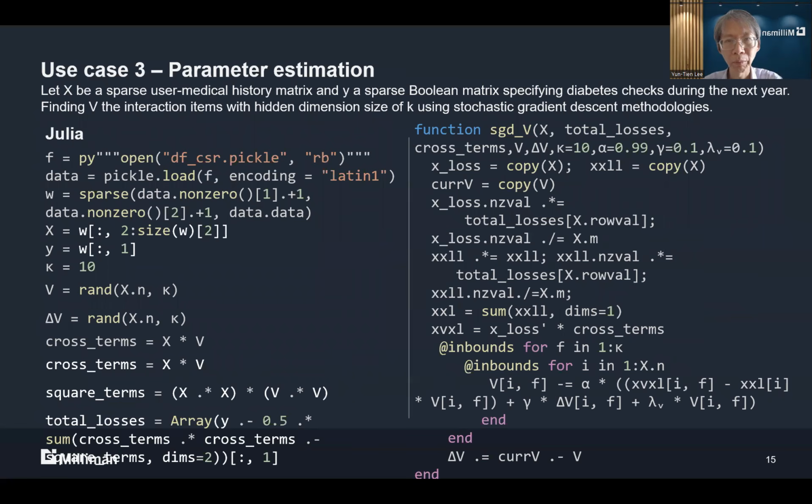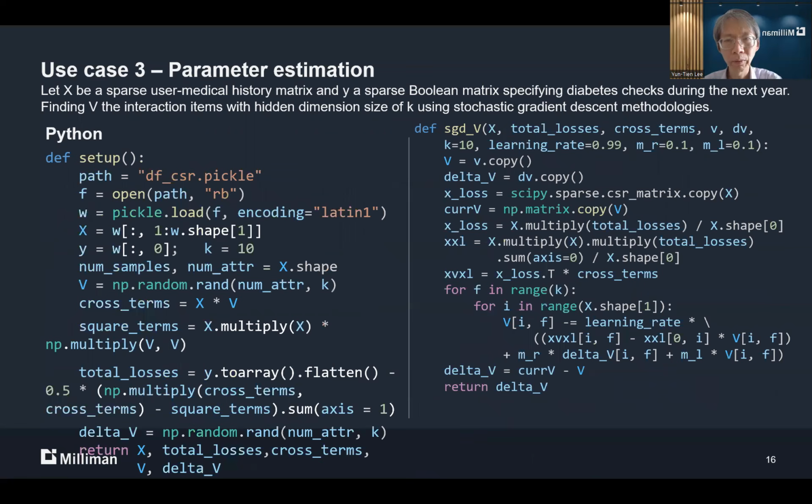The third use case is about parameter estimation. Basically, this one is just the factorization machine I mentioned, to decompose a sparse matrix into an underlying structure of the attributes. For Julia, we set up some of the variables and run SGD, the stochastic gradient descent, on sparse matrices. In Python, we did the same thing as well. It's basically fairly straightforward, following the same structure.